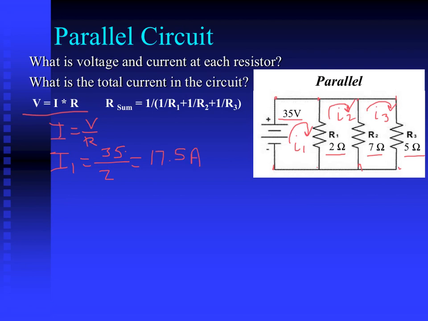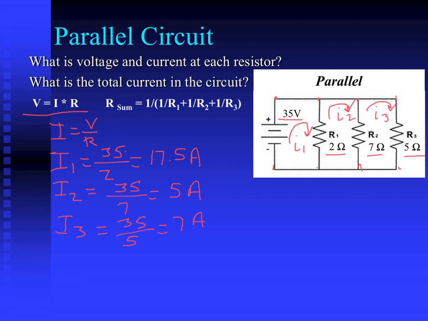amps. The current in the second circuit is going to be the same voltage, 35 volts, divided by the resistance in that circuit, which is 7 ohms. So that's going to be a total of 5 amps. The current in the third circuit is going to be the same voltage, 35 volts, divided by the resistance in that circuit, which is 5 ohms. And that will be then 7 amps.